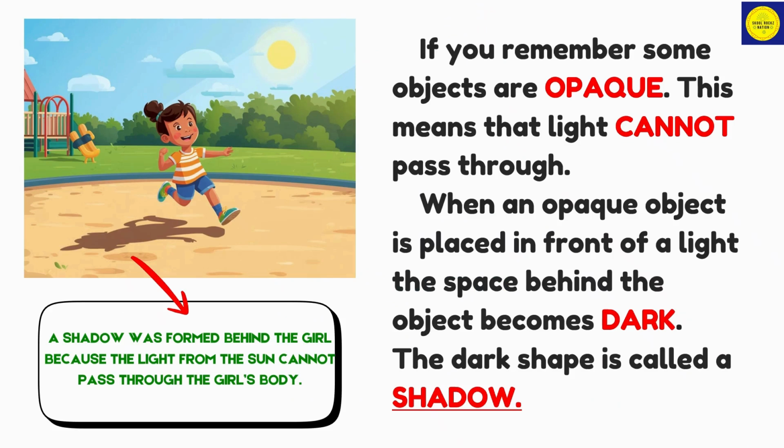If you remember, some objects are opaque. This means that light cannot pass through. When an opaque object is placed in front of a light, the space behind the object becomes dark. The dark shape is called a shadow.